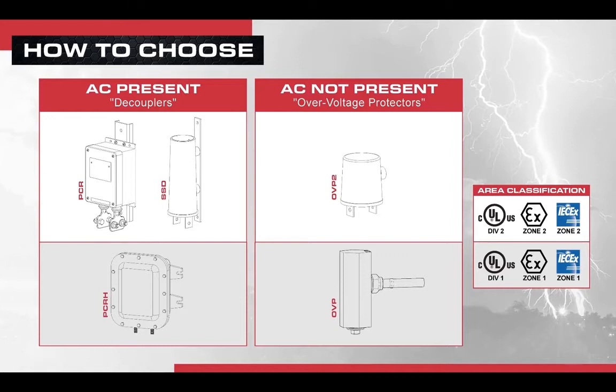Back to the type of classification: if you tell us it's non-hazardous or a Class 1 Div 2 or Zone 2 location, and there is no AC present and never will be, then you could look at the OVP2 device. If any level of AC is present at that location and it's Class 1 Div 2 or Zone 2 or non-hazardous, then there are two decouplers you could choose from, either the SSD or the PCR. At that point we would need to find out what the AC fault rating is at the location so we could get you to the right product. So those are the two types of questions. Know your AC, is there any present, any level, and what is the hazardous classification rating.